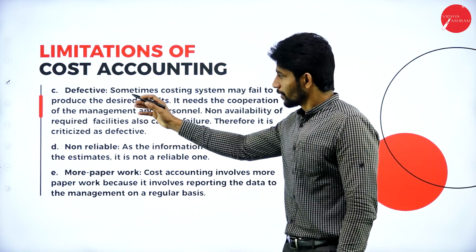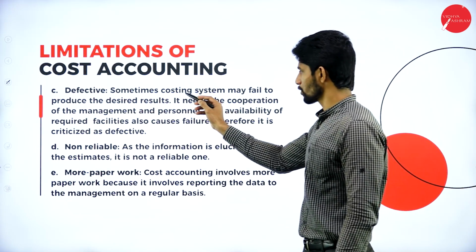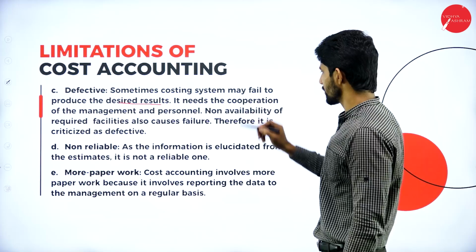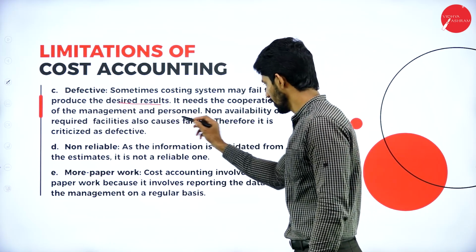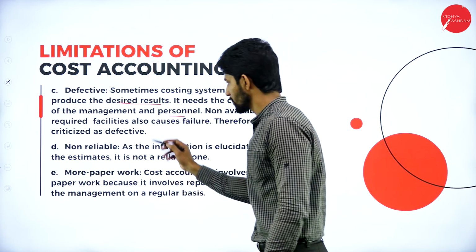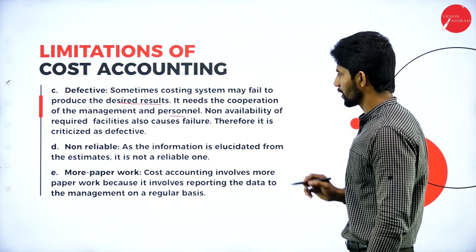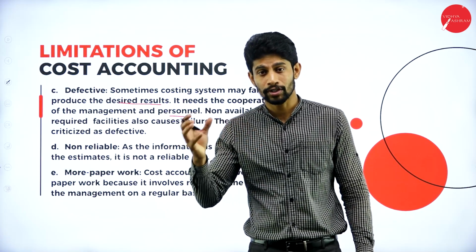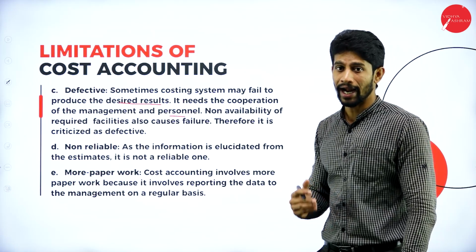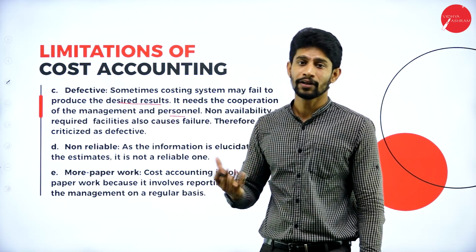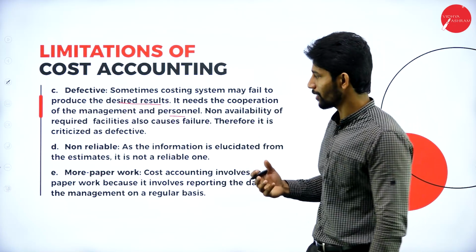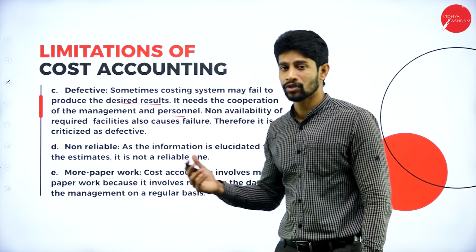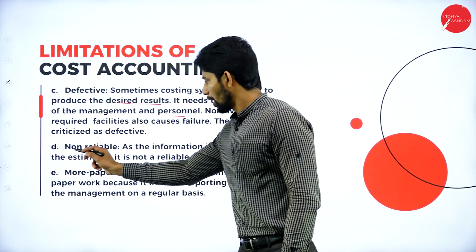Next, moving on. Defective. Yes, sometimes a costing system may fail to produce desired results. It needs the cooperation of the management and personnel. Non-availability of required facilities also causes failure. Therefore, it is criticized as defective. Yes, sometimes you prepare the cost accounting statements and produce them in front of the management, and sometimes the management might not agree with your decisions. So there we call it defective, because every time the management will not be agreeing with your cost accounting statements.